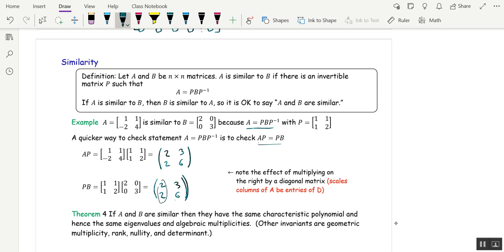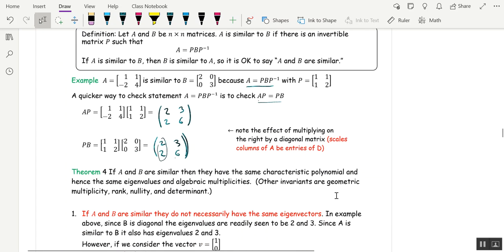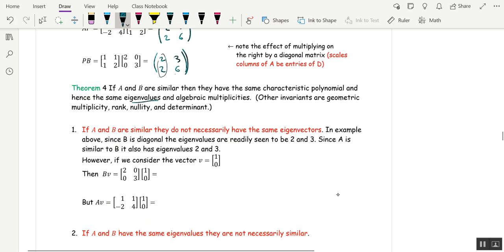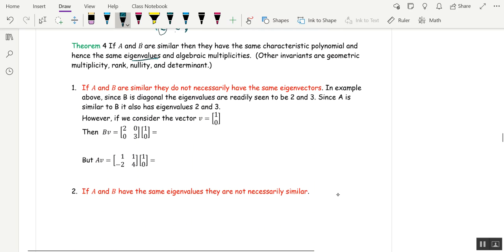All right, and then we're winding up here, but almost done. Important theorem: if A and B are similar, they have the same eigenvalues because they have the same characteristic polynomial. However, they don't necessarily have the same eigenvectors, okay? Also, the theorem doesn't go in the opposite direction. If they have the same eigenvalues, then they're not necessarily similar. And so that's this statement. If A and B have the same eigenvalues, they're not necessarily similar.